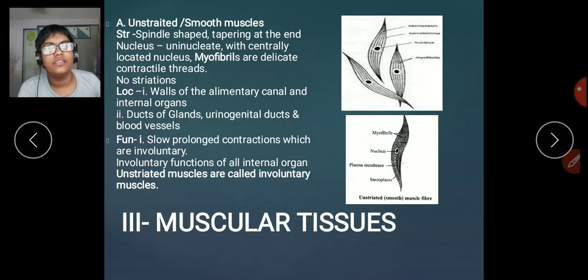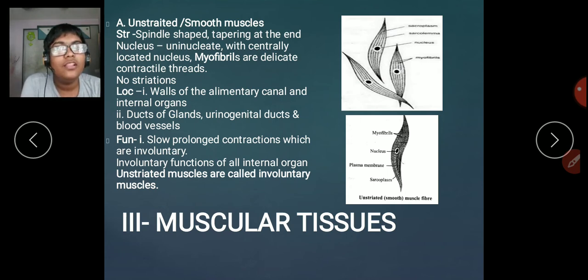Unstriated smooth muscles are spindle shaped. You can see the spindle shape, tapering at the ends. It has only one nucleus, uninucleate, that is centrally located, in the center. There are myofibrils, which are delicate thread-like structures. They do not have striations, that is, they do not have layers.